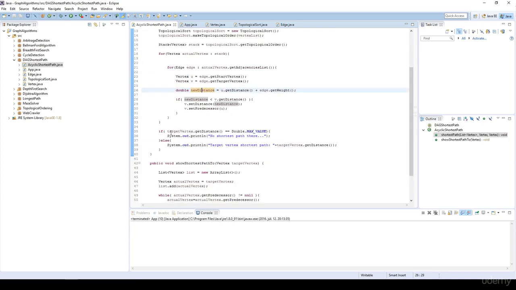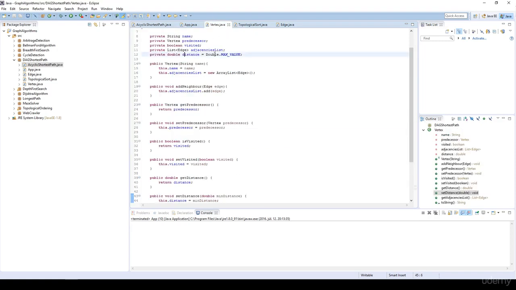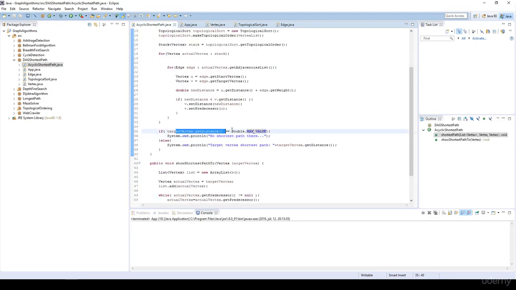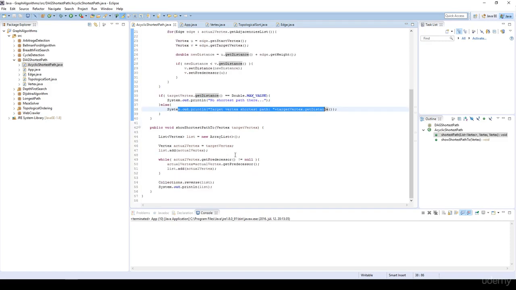Okay, and basically, if the target vertex distance has been updated so it is not double max value, which is the initial value because we have initialized it to be the maximum value. So if this target vertex get distance is equal to the max value, we know that there is no shortest path to the target vertex. Otherwise, there's a shortest path with the target vertex get distance. So the algorithm was able to find a given solution.